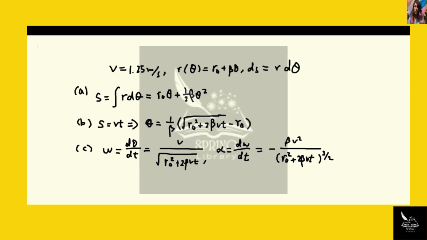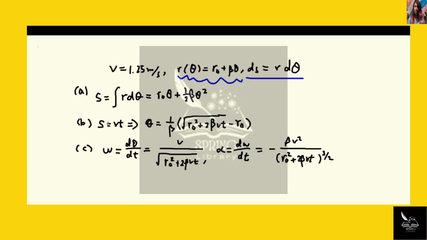Okay, so the first three parts of this problem are more mathematics than physics. So part A, we're given ds equals r d theta. We're required to find s. So we just integrate both sides. Then s equals the integration of r d theta. R of theta is given, so upon integration over theta, this is simply r0 theta plus 1/2 beta theta squared.